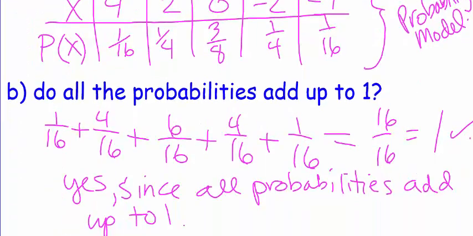I think I did that down here, yep. So see, I rewrote all those probabilities so the denominators were the same. Get 16 over 16, that equals 1. So yes, since all the probabilities add up to 1.